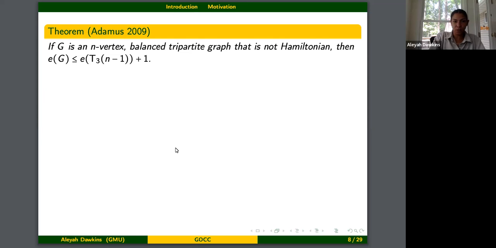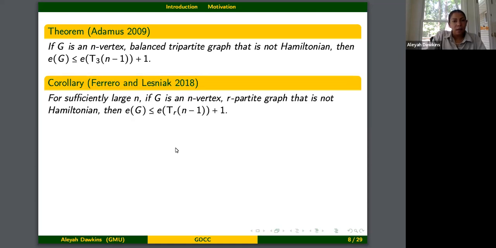And Adamus was able to show that if you have a balanced tripartite graph that is not Hamiltonian, the number of edges in your graph is at most the number of edges in the Turán graph on n-1 vertices plus 1. And Ferrero and Lesniak in 2018 were able to extend this to r-partite graphs in general. And they were able to show that if your graph is r-partite and not Hamiltonian, then the number of edges in your graph is at most the number of edges in the Turán graph on n-1 vertices plus 1.